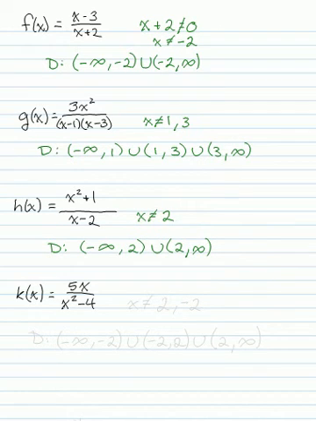And for our last one, we've got to be a little careful. x cannot be 2, but x can also not be negative 2 because of the square. So for our domain, we have negative infinity to negative 2, negative 2 to 2, and finally 2 to infinity. And so those are the domains for those 4 rational functions.